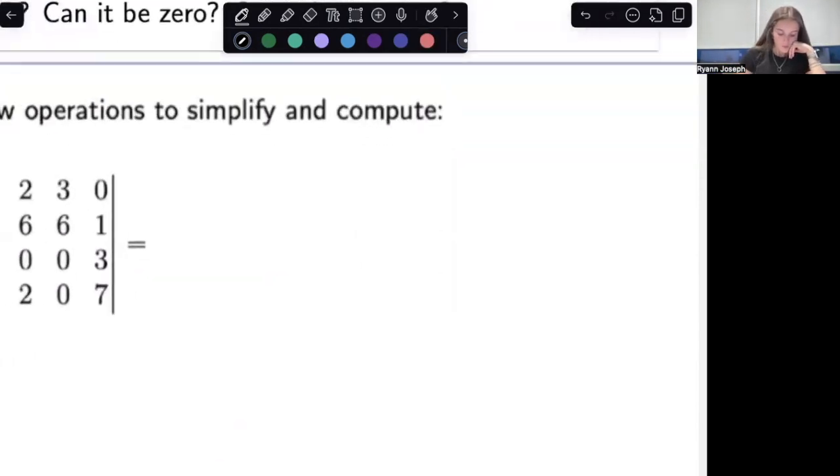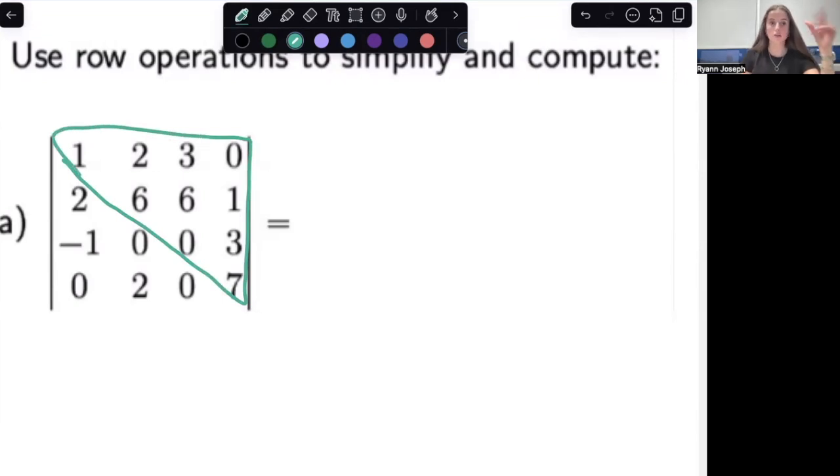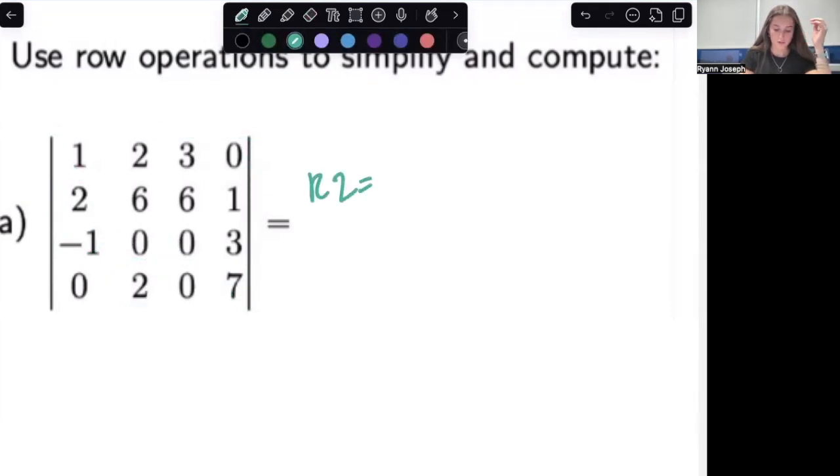So the first thing I want to do, I want to make this an upper triangular matrix. So I want to preserve everything along the upper triangle. So I need to get rid of these values. So first thing I want to do is get rid of them by doing row 2 is equal to row 2 minus 2 row 1, and then row 3 is equal to row 3 plus row 1.